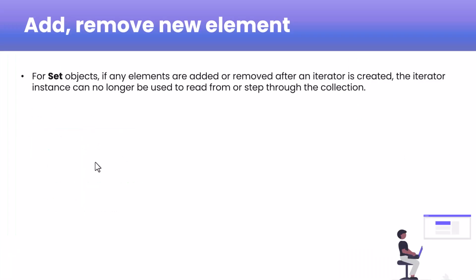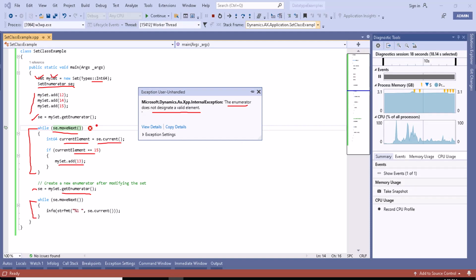This is the answer: if you add or remove an element after an iterator is created, the iterator instance can no longer be used to read from or step through the collection. So we can modify this code in a different fashion. For example, you can create a new set, add the element 13 inside that set, then do a union, and then you can see the final result. Let me try to do that in this video.